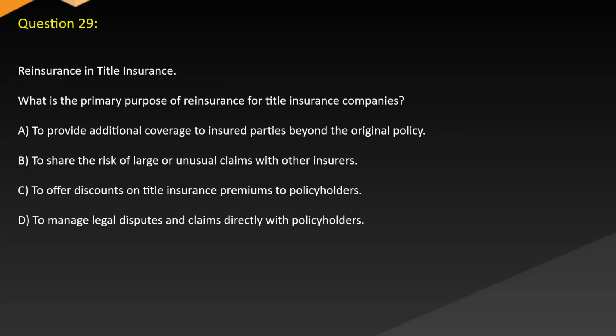Question 29. Reinsurance in title insurance. What is the primary purpose of reinsurance for title insurance companies? A. To provide additional coverage to insured parties beyond the original policy. B. To share the risk of large or unusual claims with other insurers. C. To offer discounts on title insurance premiums to policyholders. D. To manage legal disputes and claims directly with policyholders.